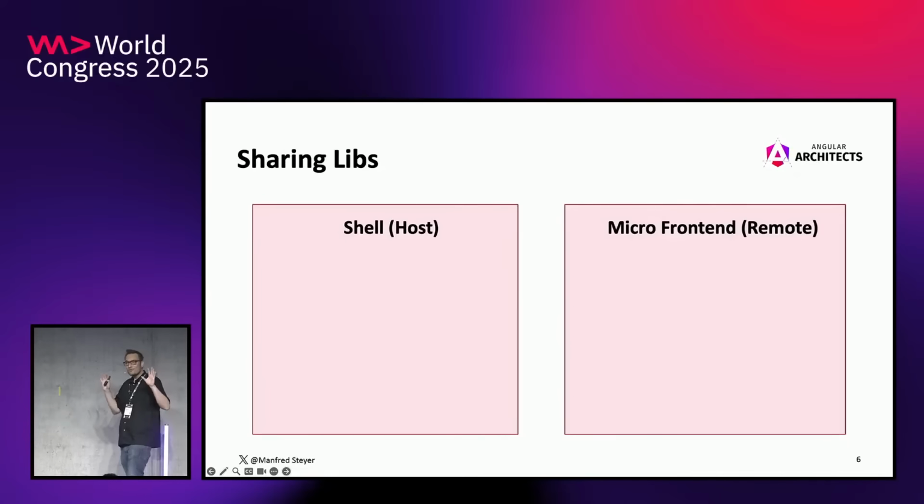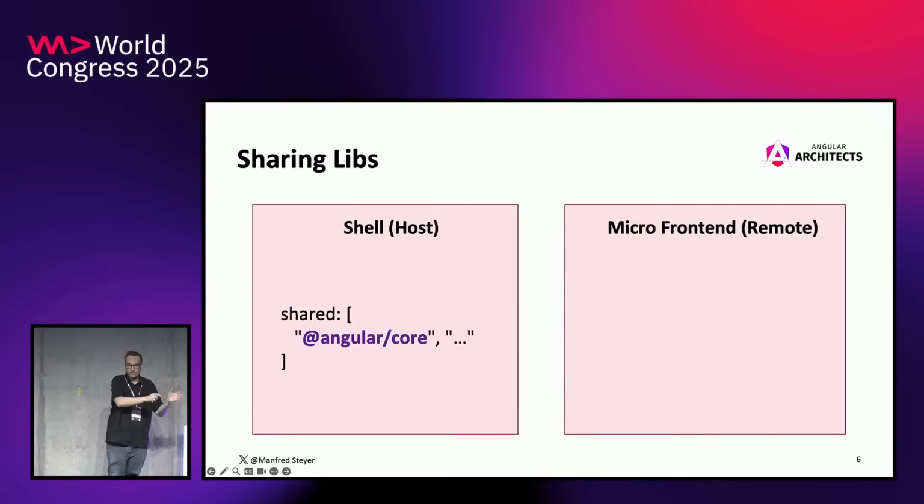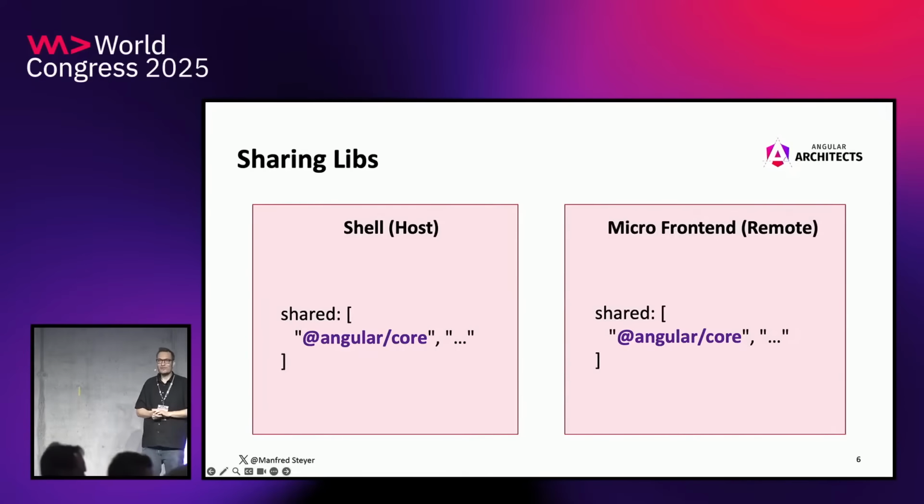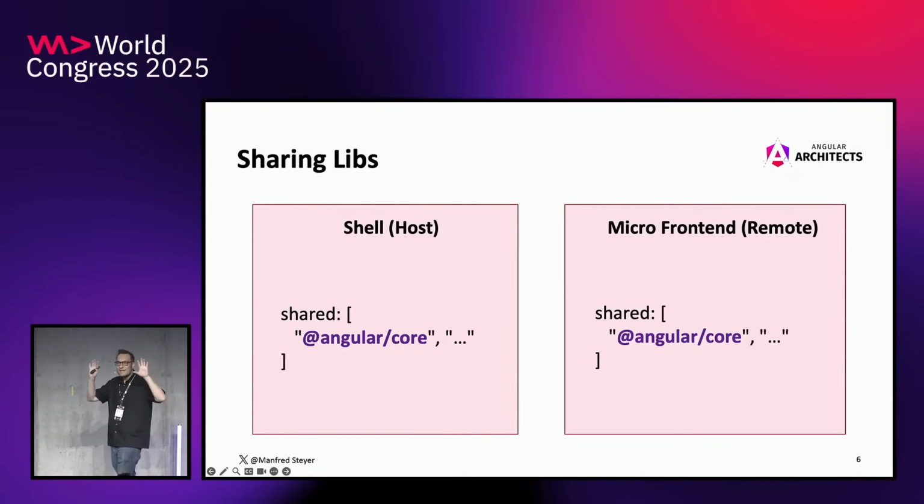One of the best things about federation is that you can share libraries. So let's say you have the same framework here and there. Of course, you don't want to load the same framework 10 times just because of having 10 independent micro frontends. You just want to load it once and then share it at runtime, and this is completely possible with federation. It's just a matter of the configuration, as you see here.